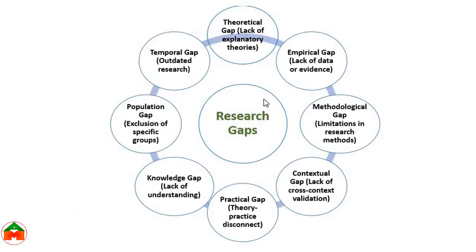So these are the common research gaps you can focus on whenever you are going to do any research in your field. So theoretical gap, empirical gap, methodological gap, contextual gap, practical gap, knowledge gap, population gap, and temporal gap. Whenever you are doing the literature review, you can focus on these gaps, and if you find any gap associated with these gaps, then you can pursue your research to fill the gap to ensure novel contribution through your research.